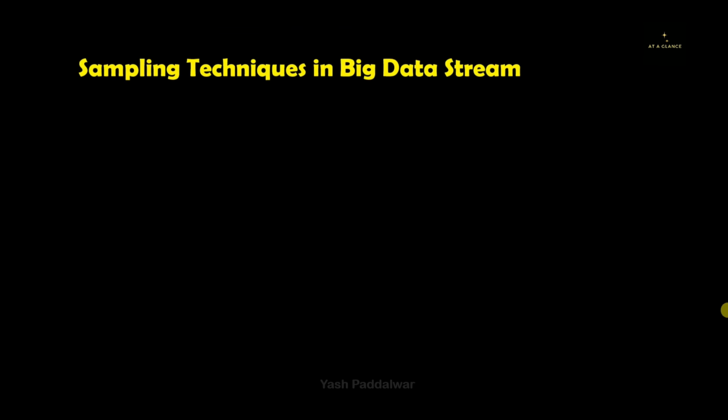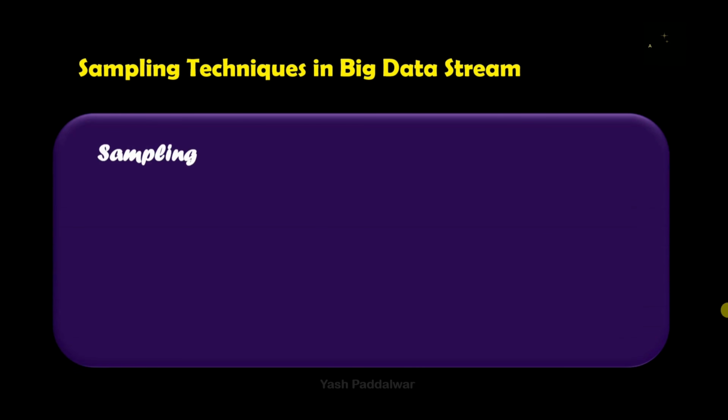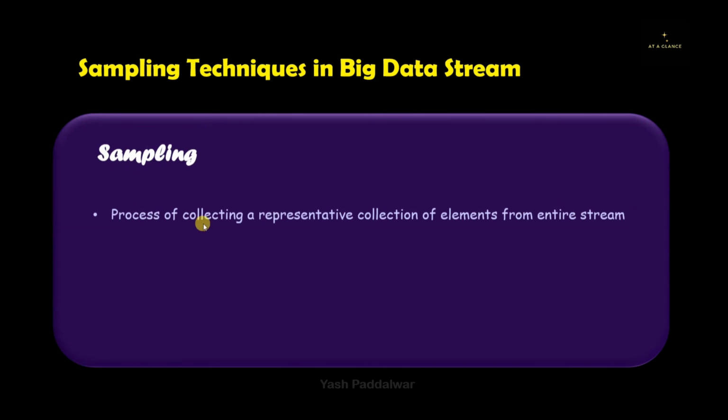In this particular video, we'll be looking into different sampling techniques that are used in big data streams. But before that, let's have a look at what exactly sampling means. So basically, sampling is a process of collecting a representative collection from the different elements that are present in the entire streaming data. That means instead of working on the entire stream, we can simply choose a representative from that entire stream and we can work on that. So it is going to consume less computational resources as well as it is going to be less time consuming. Hence we use the concept of sampling.